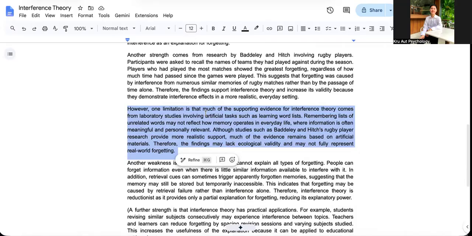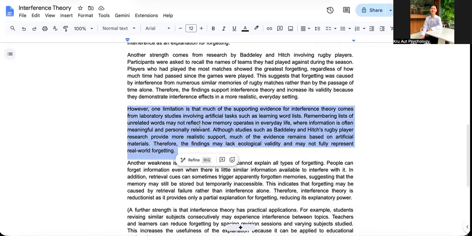Although studies such as Baddeley and Hitch, so not just one study alone, these sorts of studies, and just an example, rugby players research, provide more realistic support, much of the evidence remains based on artificial materials. Why is this sentence necessary? Or why is it good to have? It's not necessary, it's just extra, but it's good to have.